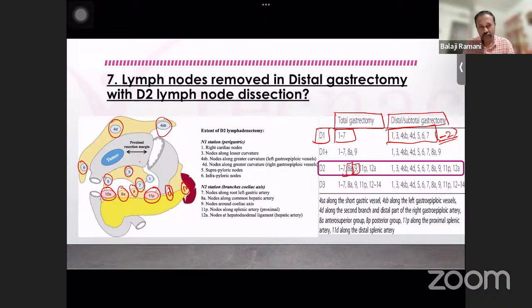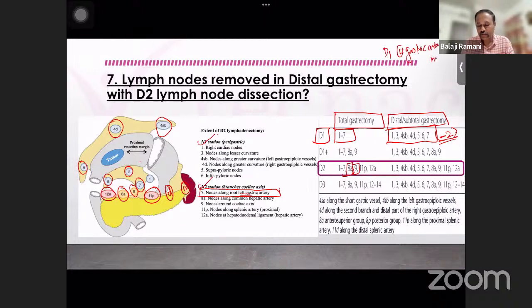They may show you a picture and ask you to identify which station it is. Basically, N1 nodes are going to be the perigastric nodes 1 to 6, and then you have the N2 stations, which are 7 to 12. Why then does 7 come under the D1 dissection? Because it is the nodes along the left gastric artery, which is the primary blood supply of the stomach. That is why D1 dissection will involve the left gastric nodes.